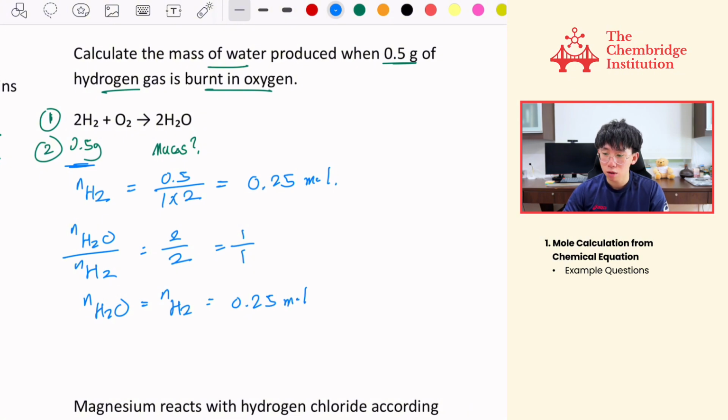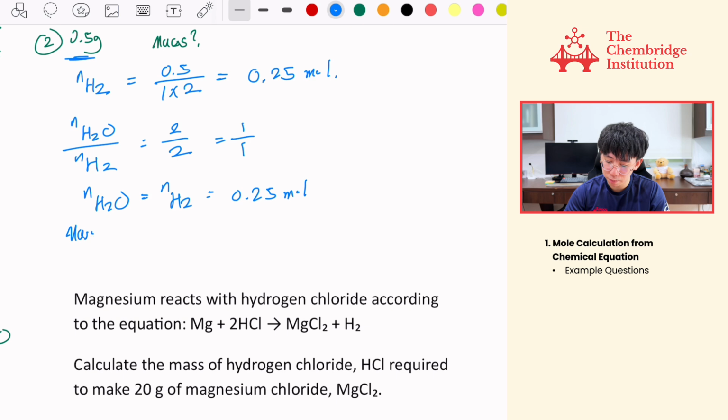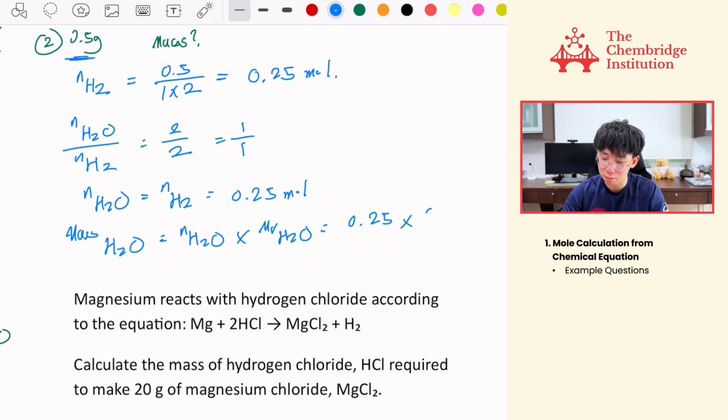And from there, we can find the mass of the water. So now that we find the number of moles of water, we can find the mass of water by doing the conversion as we learned from the previous lecture, the previous video, right? So this is just the number of moles of water times the molecular mass of water, which is just 0.25 times (1 times 2 plus 16). This will give you a value of 4.50 grams. You can leave it in 3 sig fig.